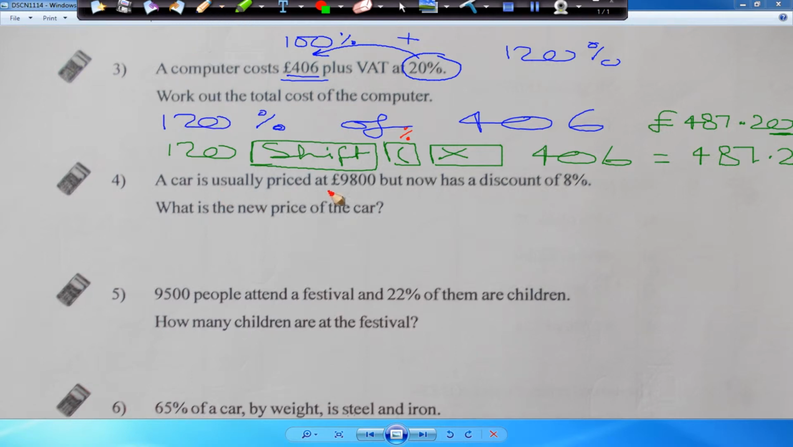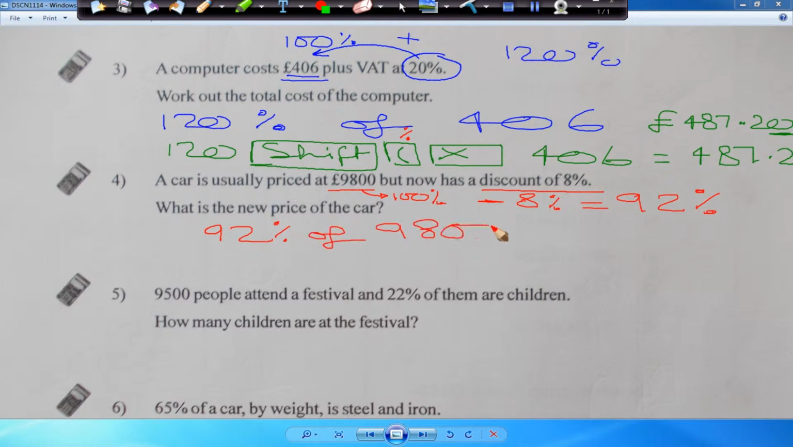Next question. A car is usually priced at 9,800 but now has a discount of 8%. What is the new price? So we said the original price was 100%, and discount means that we minus 8%. 100 minus 8% gives us 92%. So what we're going to work out now with the discount is 92% of 9,800. This will give us the answer in one go, rather than working out 8% and minusing it. It's a different approach to the standard way of doing the question.